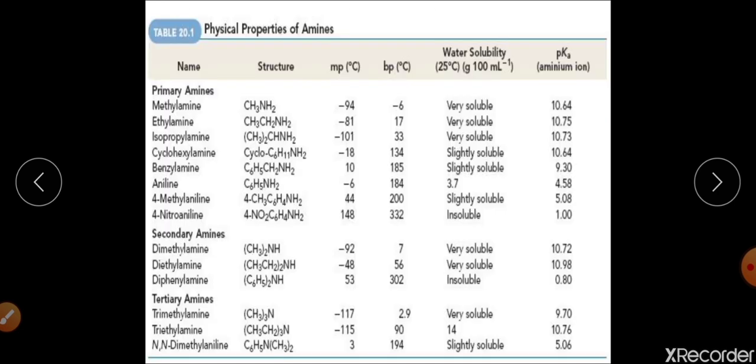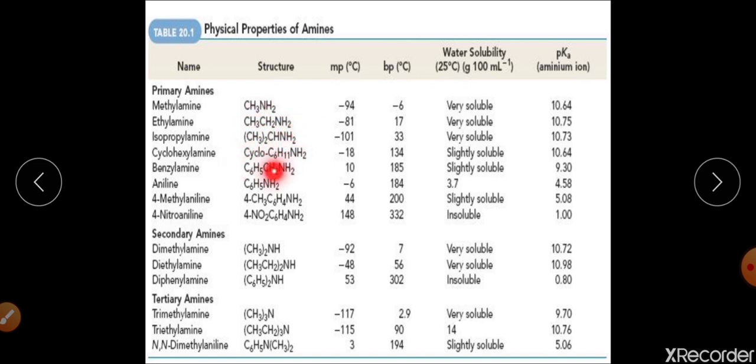So if we compare the boiling point data of amine with hydrocarbon and with alcohol, we come to know that amines have a higher boiling point in comparison to hydrocarbon, and amines have a lower boiling point in comparison to alcohol. When we compare the isomeric amines, we find that primary amine has a higher boiling point in comparison to secondary, and secondary amine has a higher boiling point in comparison to tertiary.